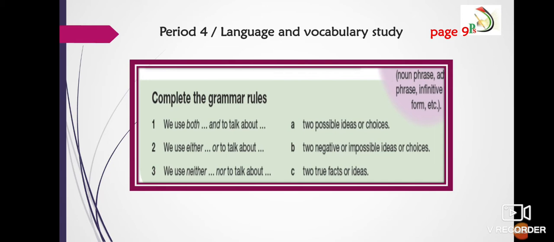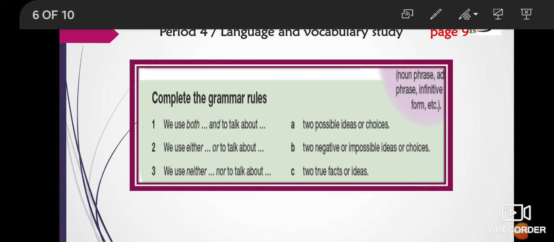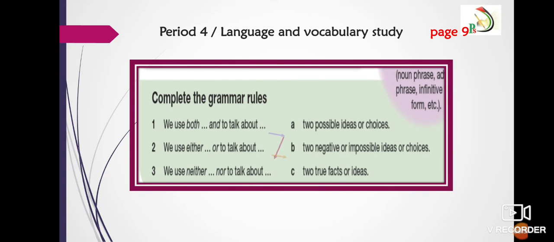We use both and to talk about... We use either or to talk about... Or we use neither nor to talk about... See? We use both and to talk about two true facts or ideas. We use either or to talk about two possible ideas or choices. We use neither nor to talk about two negative or impossible ideas or choices.